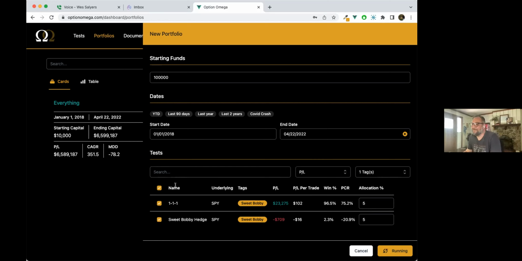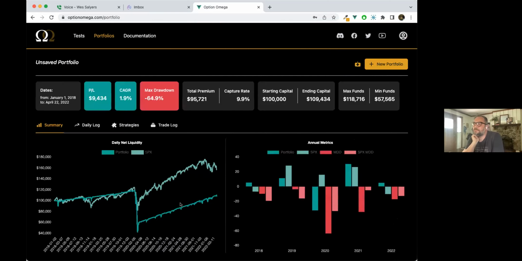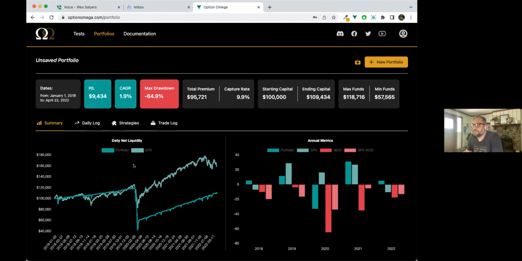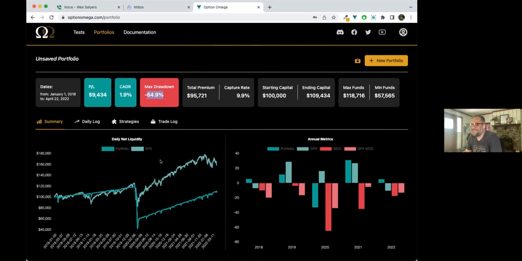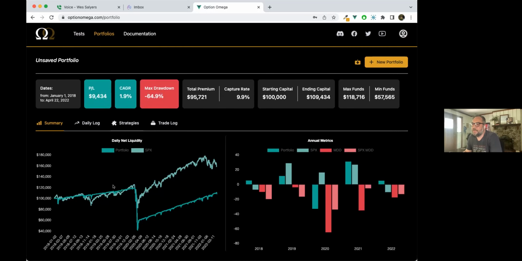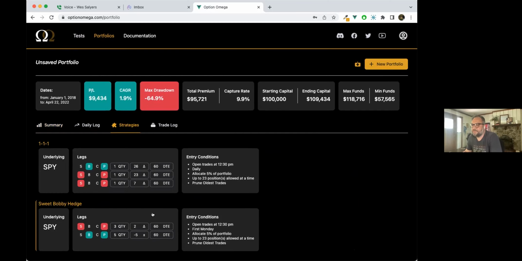Yeah. Well, I view hedging as normally using a little bit of your profits to make sure you're protected during those down times. Now, what are we seeing here? Well, it had a 64% drawdown. That's better than I normally do. That's right. What we're giving you here is daily net liquidity compared to a movement towards SPX, how you did. And then with these, you have the two strategies run together.